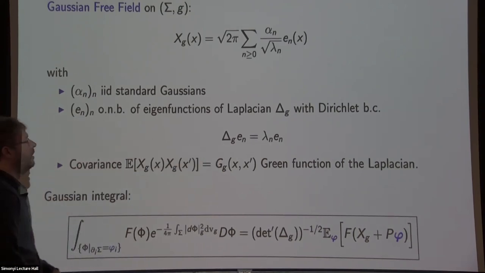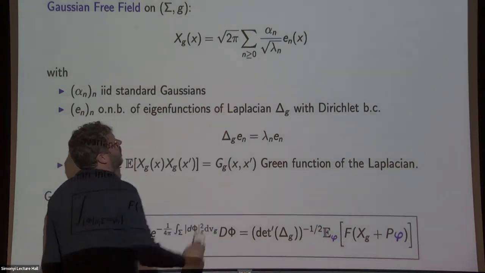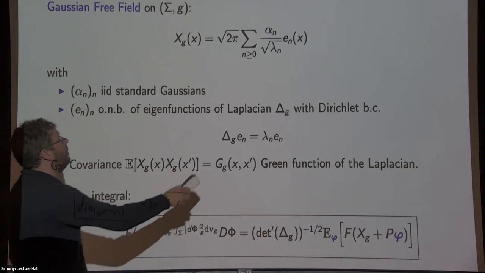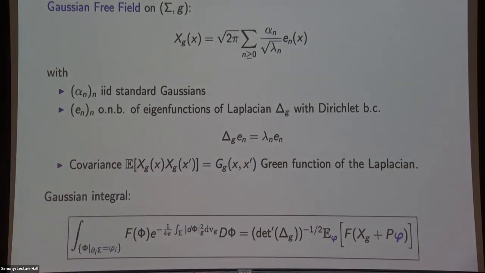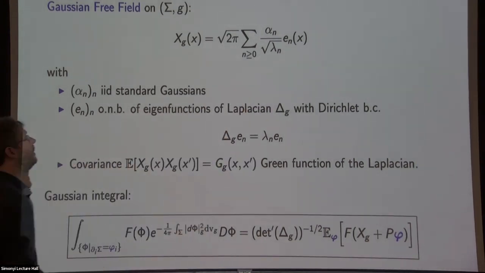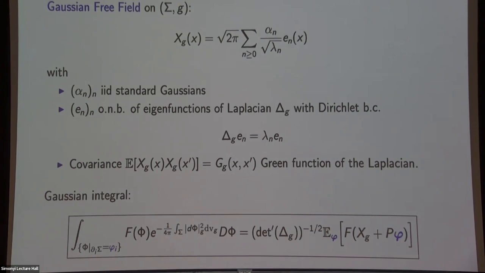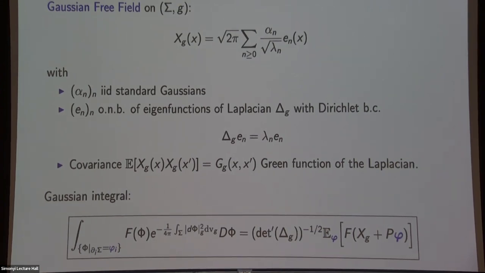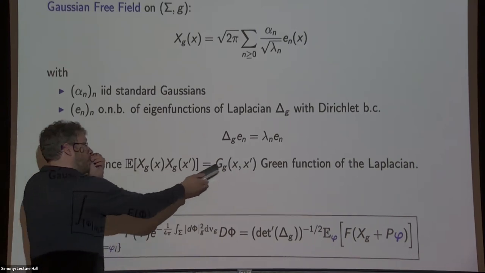I solve the Laplacian and I look at this series. I take an IID sequence, I divide by the square root of the eigenvalues, and I multiply by the associated eigenvectors. This defines something that converges in a negative index Sobolev space. It doesn't converge pointwise, and it has covariance given by the Green function.